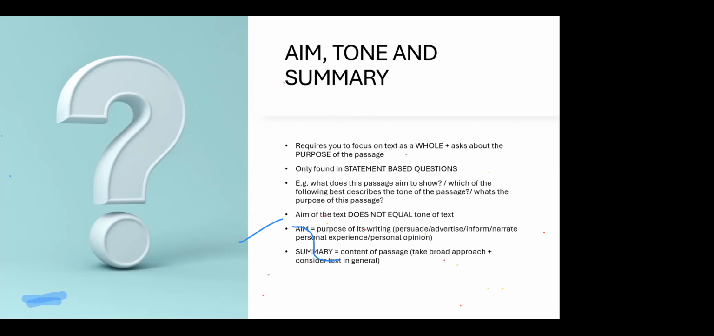Summary is basically the content of the passage. So you're taking a broad approach and looking at what this passage is trying to convey to me in summary. And then tone is the author's attitude within the text, so it's the way in which the content is presented. So it's really important for you guys to know the differences between the three. And also, as I said, keep in mind that sometimes reading the beginning and the end is quite a good way to answer these questions.